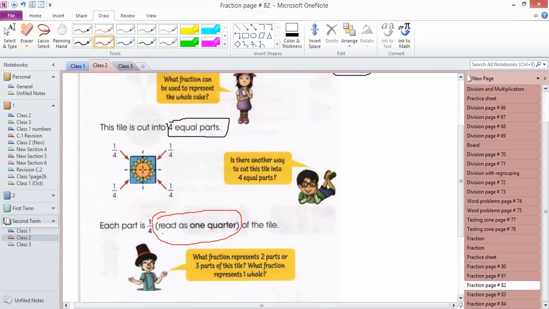Very good. And out of 4 equal parts, if I talk about all 4 parts, so 4 parts out of 4 parts, that will be equal to 1. 4 parts out of 4 equal parts means it is equal to 1. That means I'm talking about the whole.